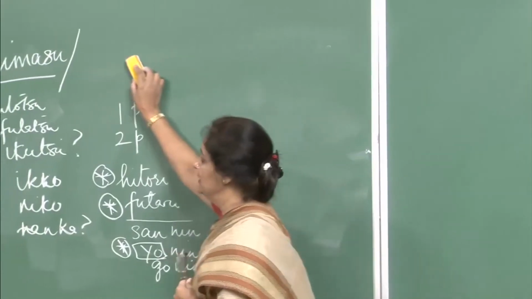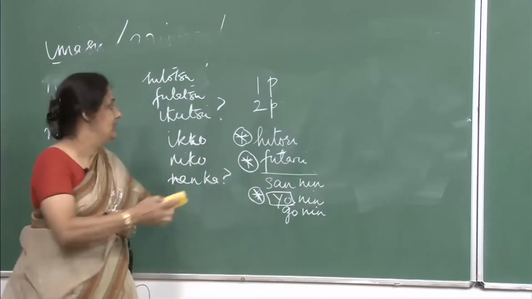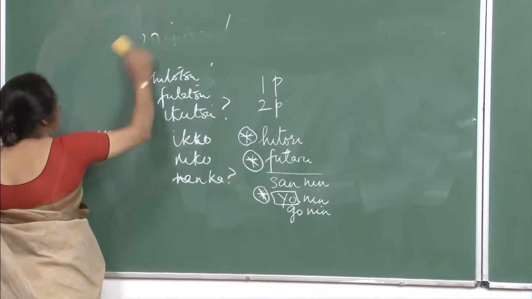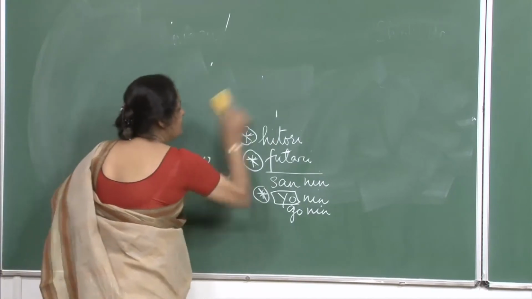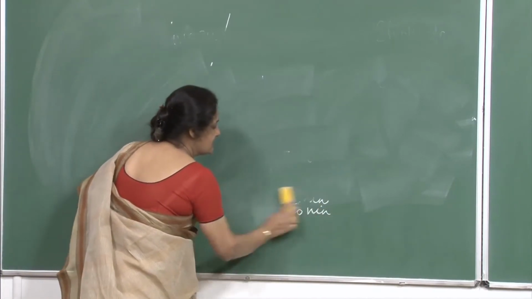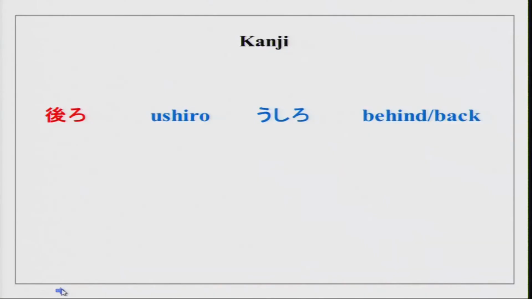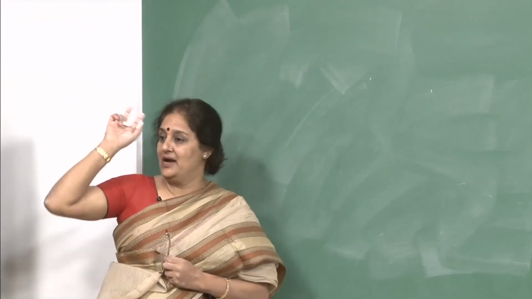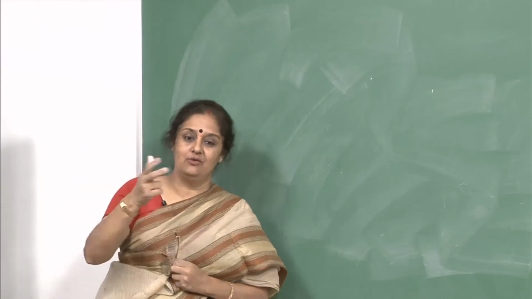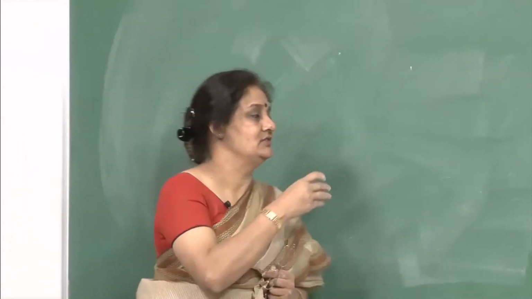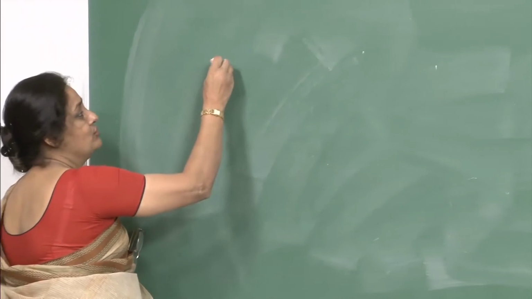You have done the word ushiro. Kokuban wa sensei no ushiro ni arimasu, or for that matter, kokuban wa watashi no mae ni arimasu. It is right here in front of me. At the moment it is behind. If I am looking towards you, it is behind me. So, this is the word that we are going to do, ushiro.